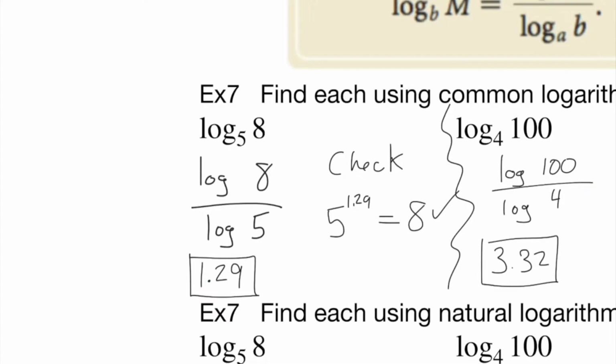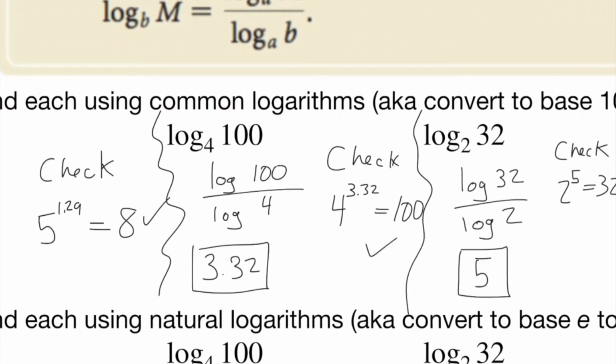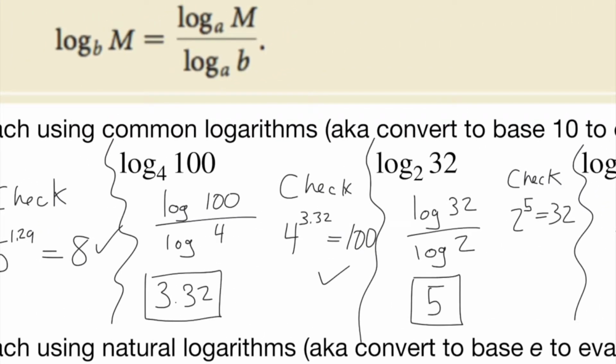And you can even check that. If the base is 5, here you see the original, if the base is 5, and the power is 8, the exponent has got to be about 1.29. And yeah, it does check out. Here, common log would mean that this 100 stays in the numerator, this 4 goes in the denominator. Log of 100 divided by log of 4 would be 3.32. And if you wanted to check it, you could see, if the base is 4 and the exponent is 3.32, then the power is going to be 100.